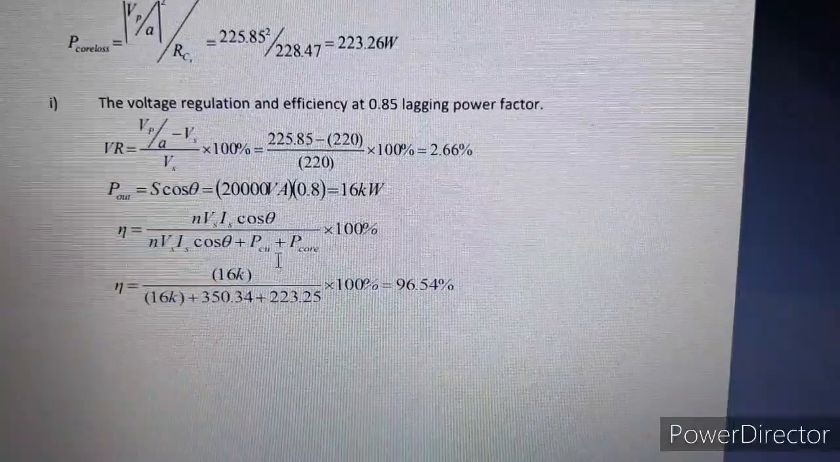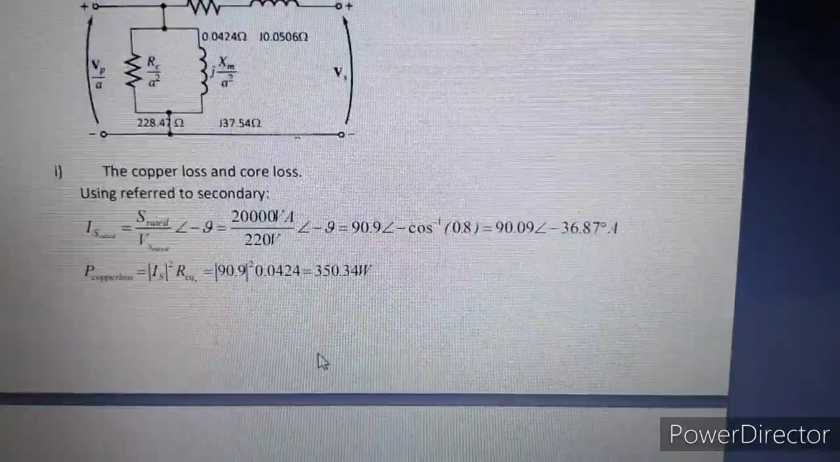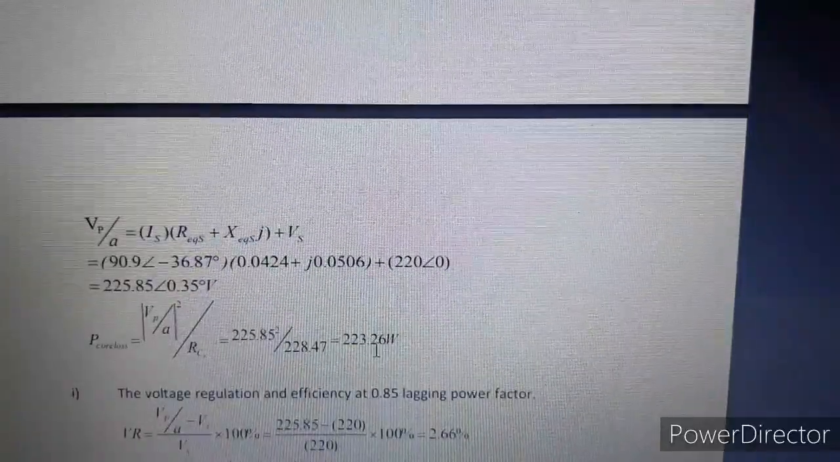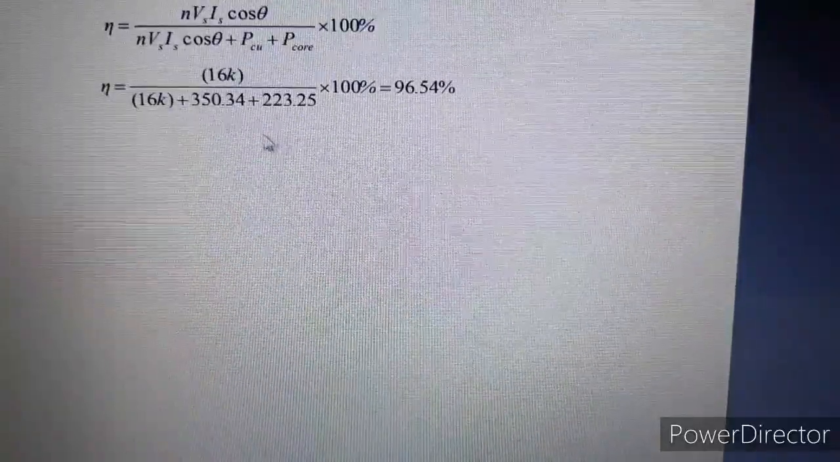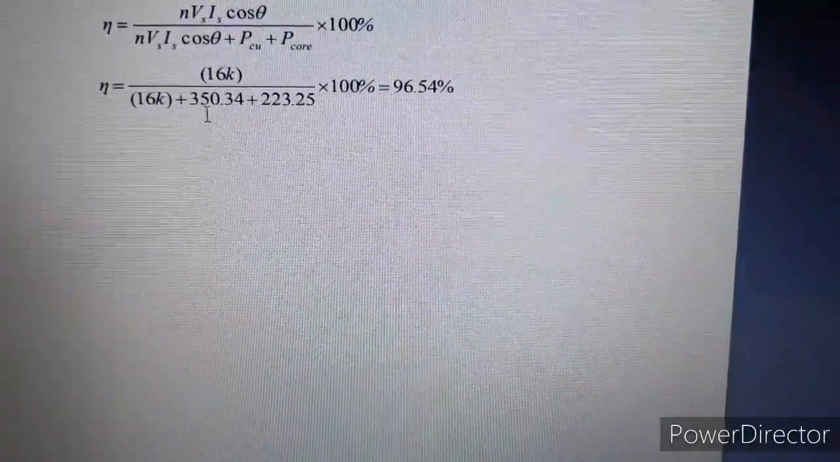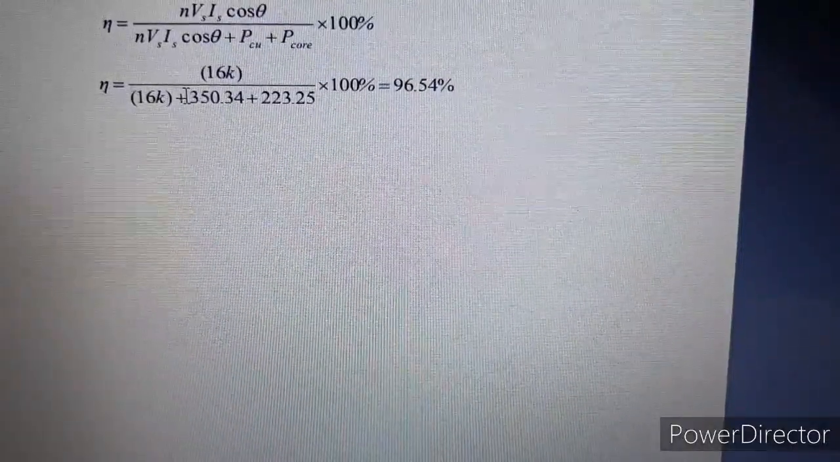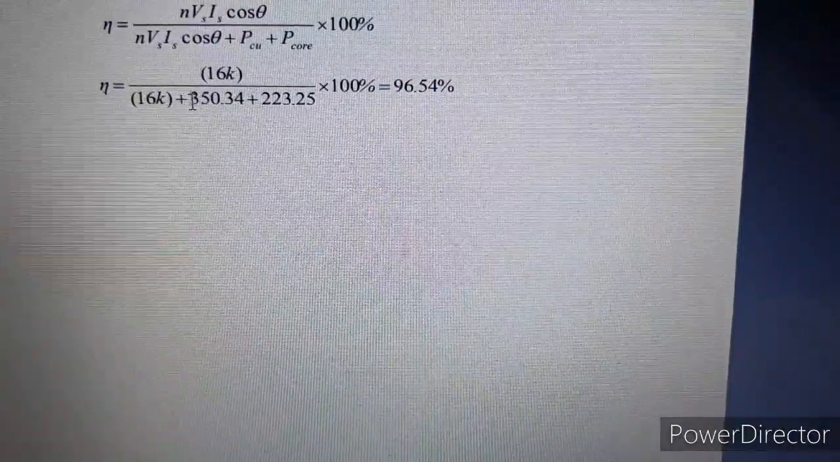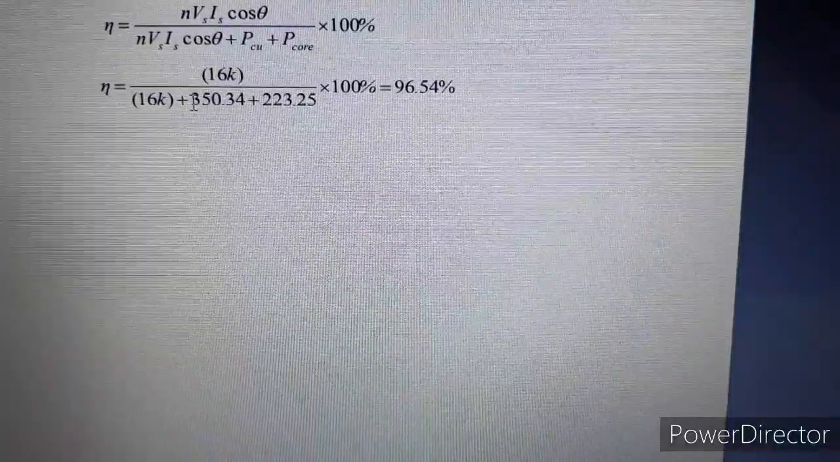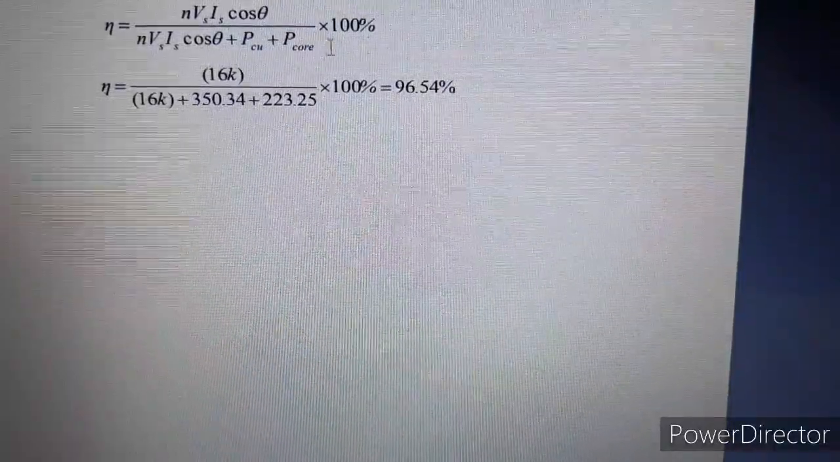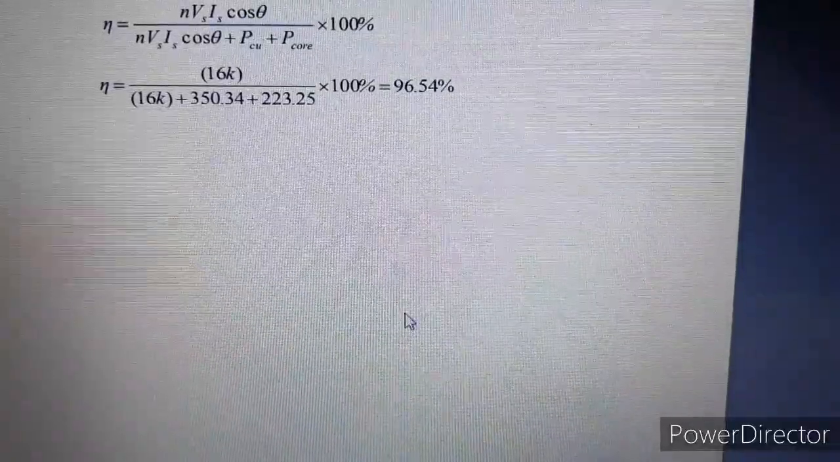P copper and P core you have already calculated in question B. So P copper 350, P core 223. Notice that we should have N squared here, but because your N is 1, there's no need for it, as you get the same answer. So efficiency is 96.54.